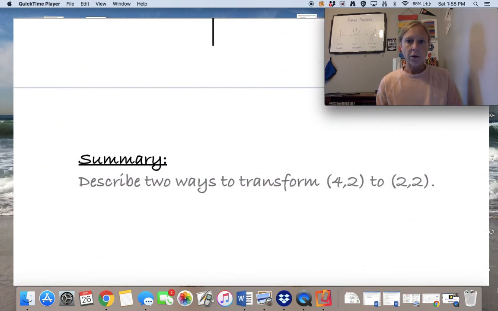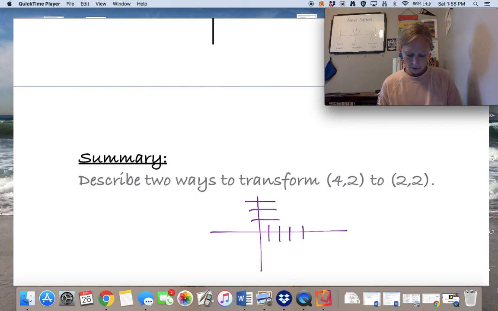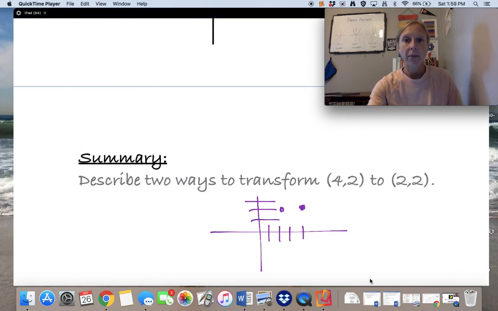All right, so a reflection question for you to work with is to describe 2 ways to transform (4, -2) to (2, -2). There are 2 valid ways that you could translate or transform, I guess, because it's not necessarily just a translation, this point (4, -2) over to this spot of (2, -2). So think about that, see if you can come up with the 2 ways. And then start video 1.9 and we'll talk about families of functions.